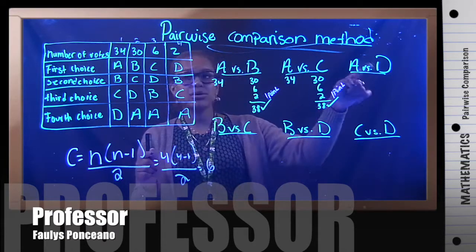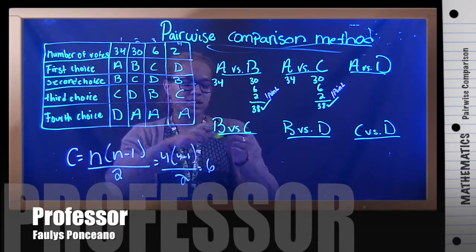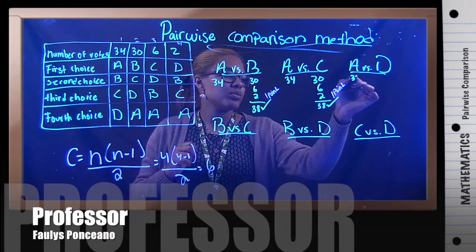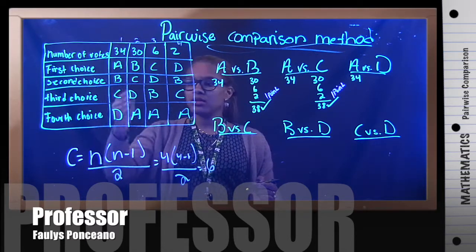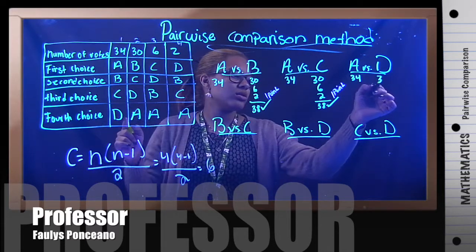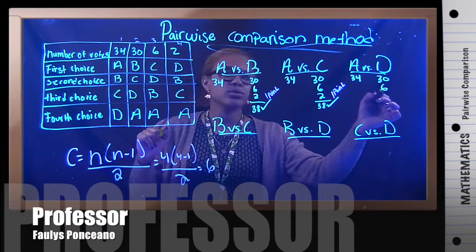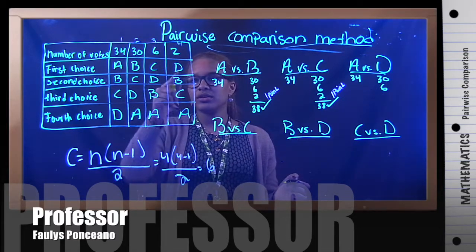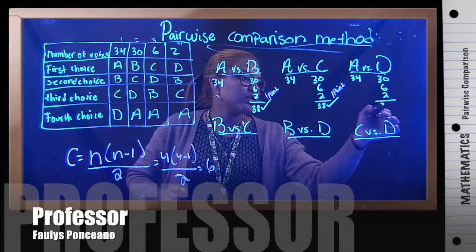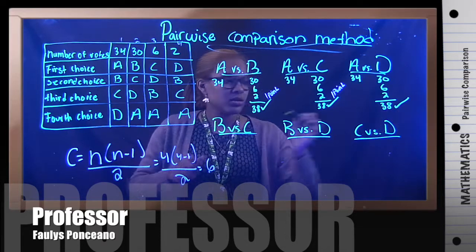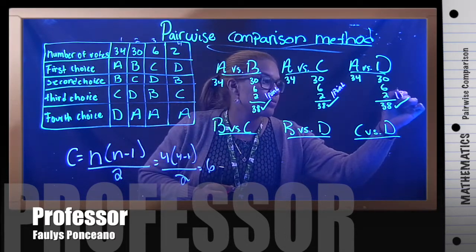Now we're going to do A versus D. Column 1, A versus D. Who wins? A. 34 points. Column 2, A and D. D wins. 30 points. Column 3, D wins. 6 points. Column 4, D wins. 2 points. Again, that gives you 38. D wins, which receives 1 point.